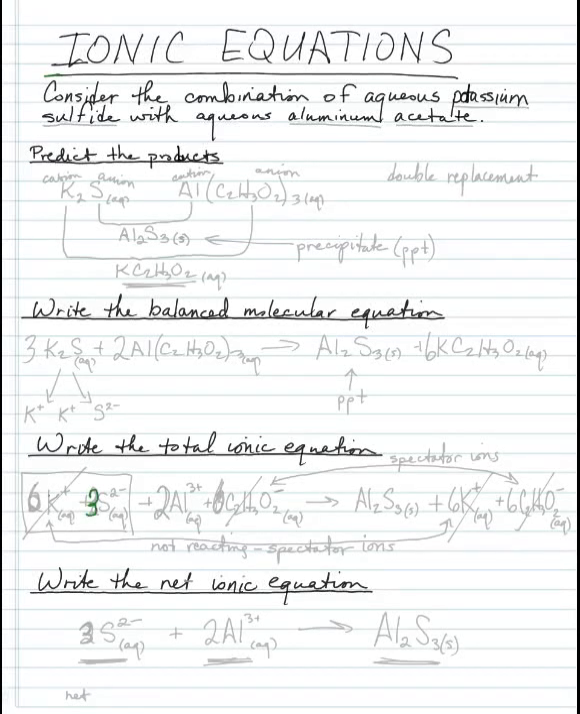Okay, let's talk about ionic equations. We are going to do a specific equation today. We're going to talk about potassium sulfide and aluminum acetate.